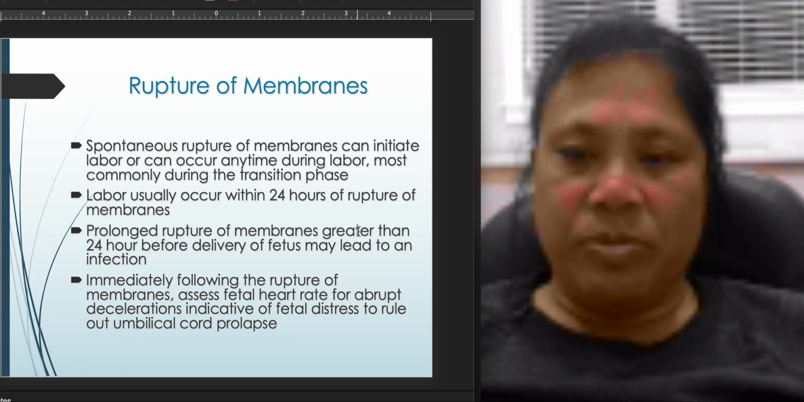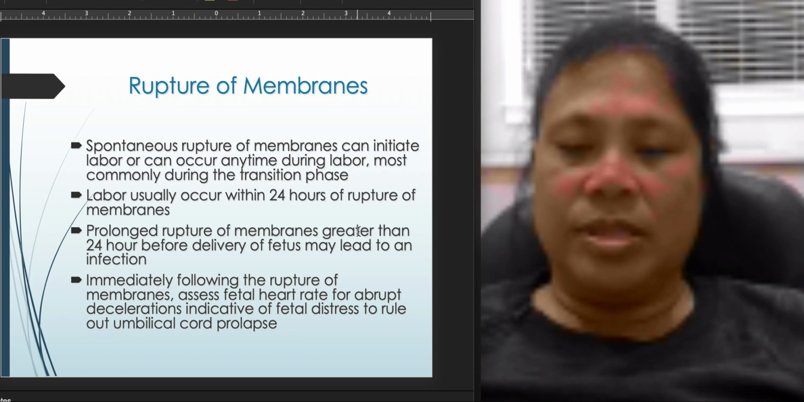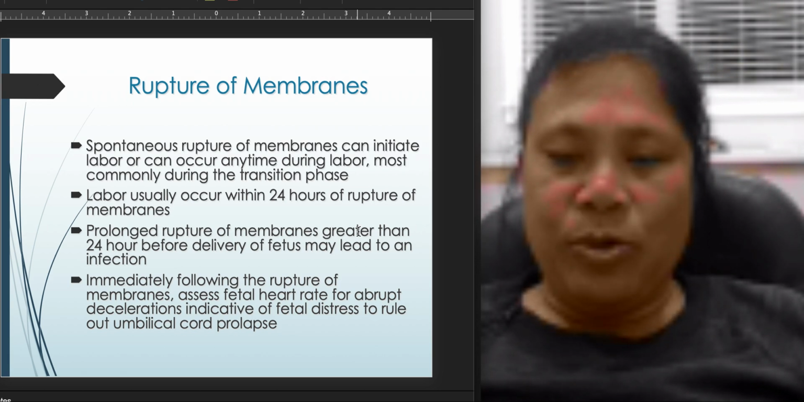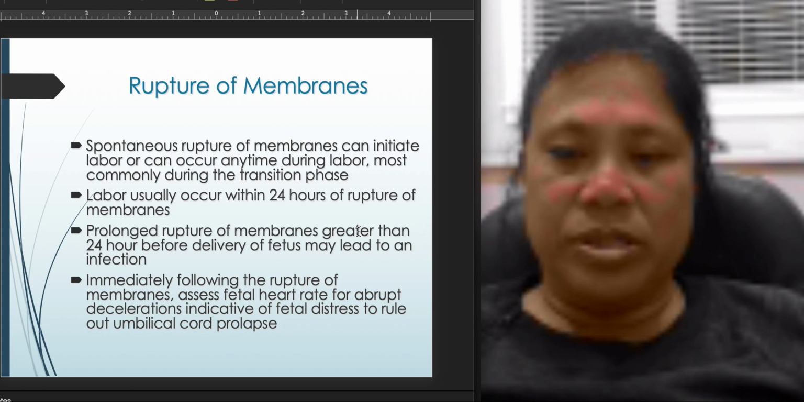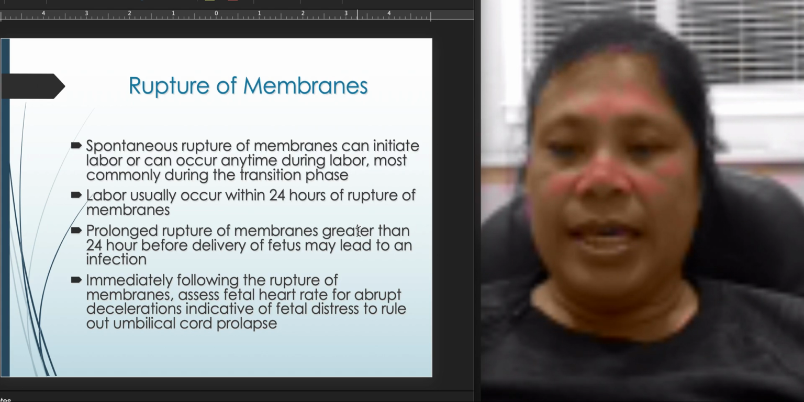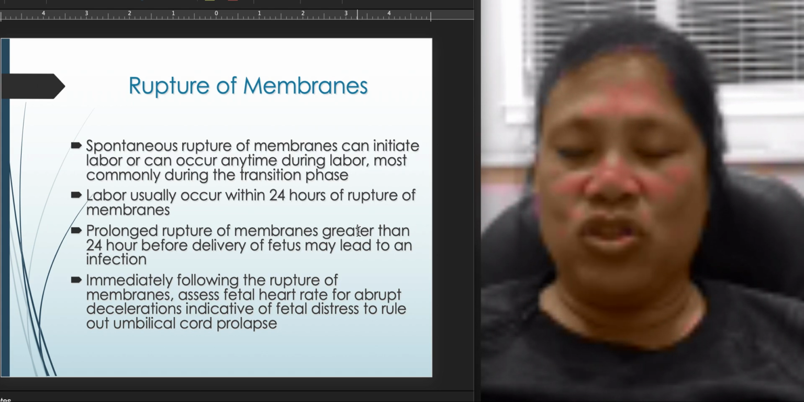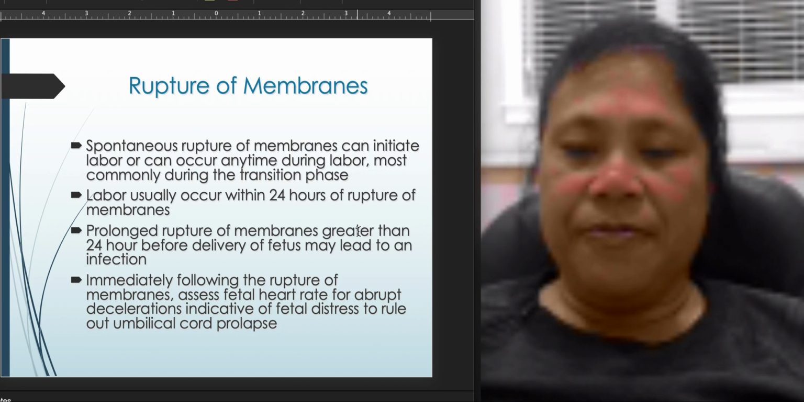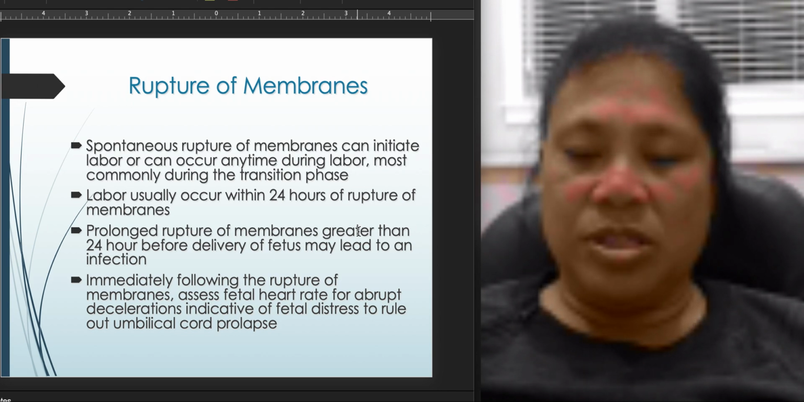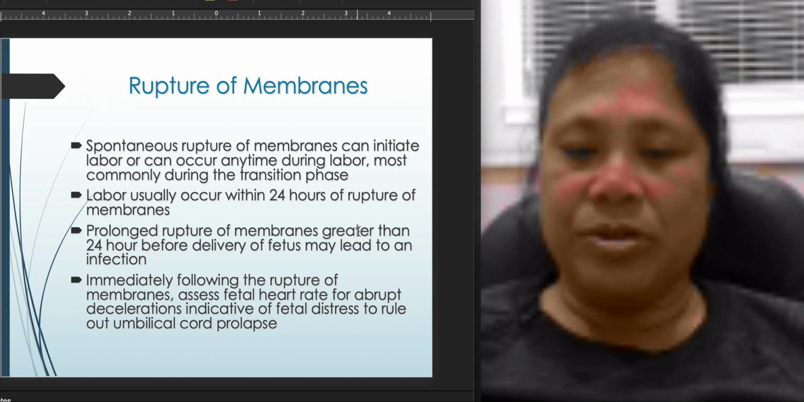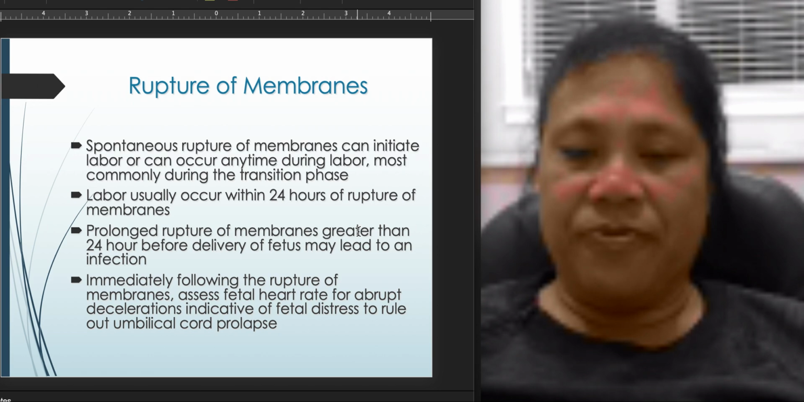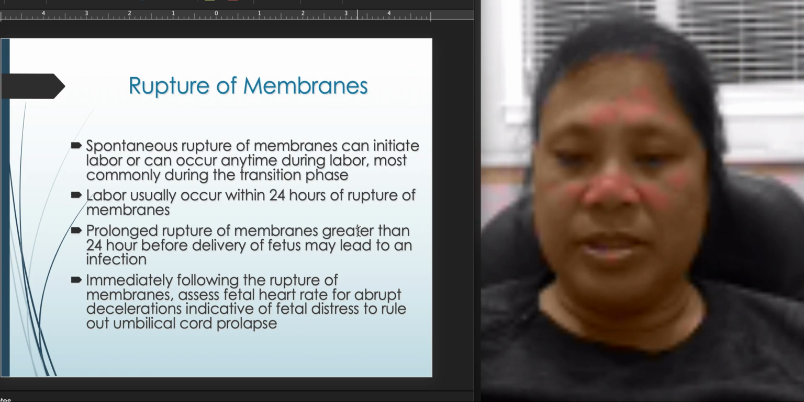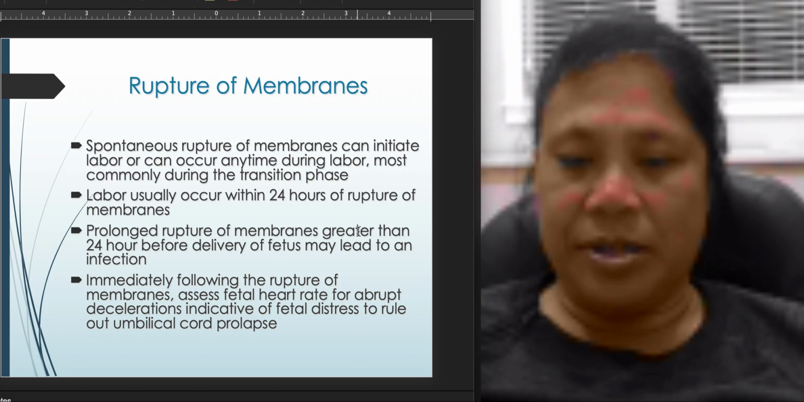More information about ruptured membranes. Especially for the term patient, if they rupture the membranes, it usually initiates labor, and most of the time they should deliver within 24 hours after rupture of membranes. If the patient is ruptured beyond 24 hours, they are at risk for infection, and this puts not just the mom but the fetus at risk as well.